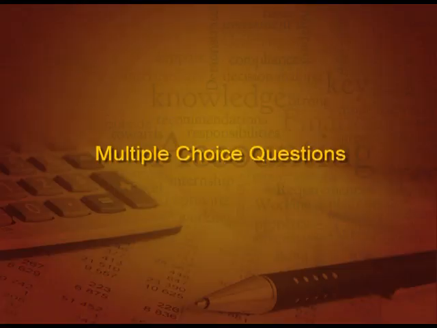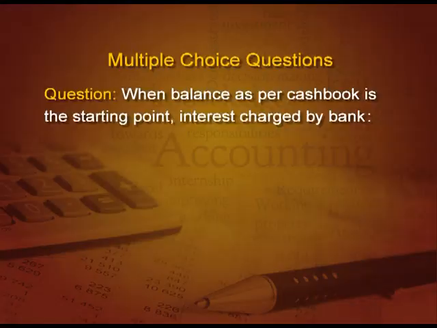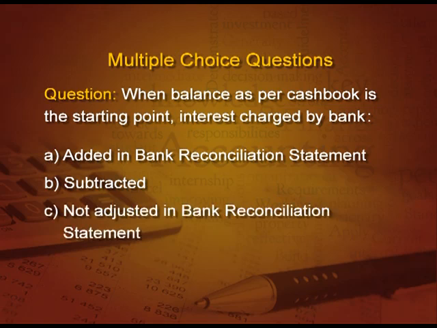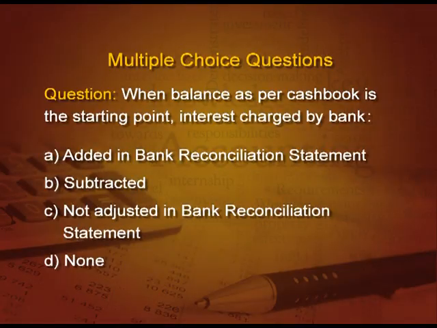Let us do some multiple choice also. Question number 1. When balance as per cash book is the starting point, interest charged by bank will be A. added in BRS, B. subtracted, C. not adjusted, and D. none of the above. Think, balance as per cash book is given, interest charged by bank has reduced the passbook balance. So, now you have to subtract. So, the answer is B part, subtracted.